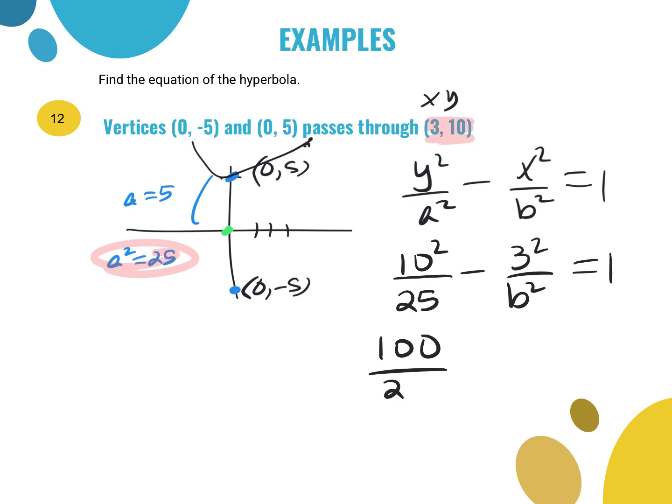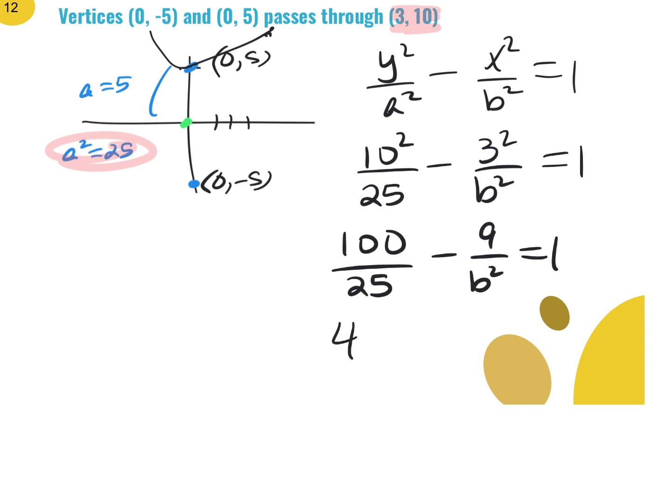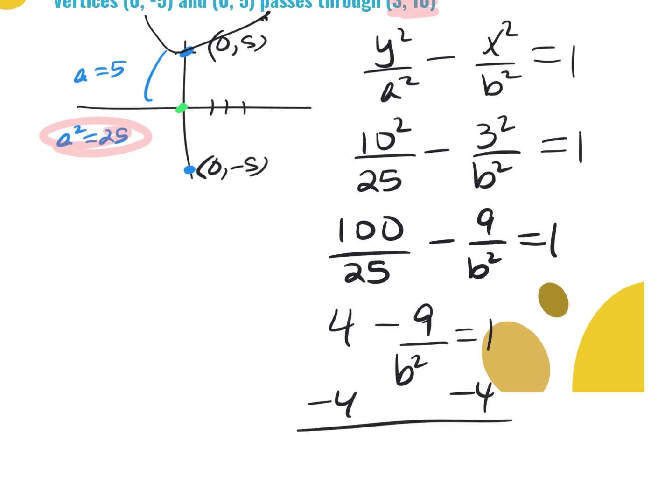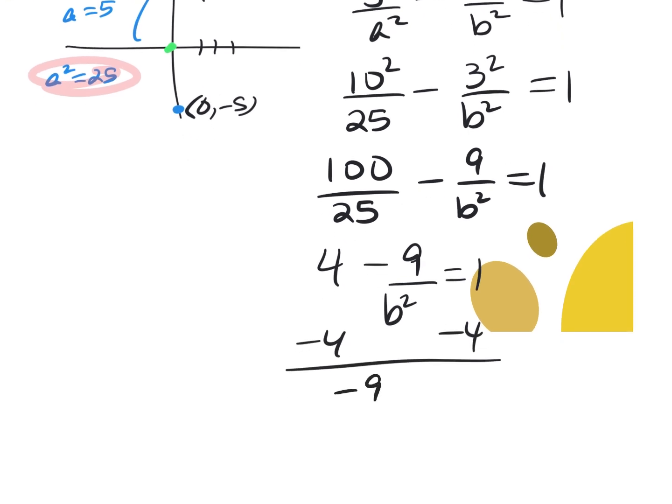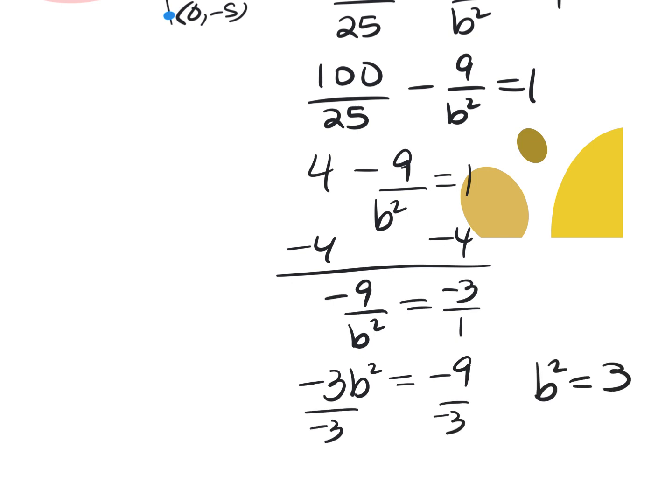I get 100 over 25, 9 over b squared. I could simplify 100 over 25, make it 4. So 4 minus 9 over b squared equals 1. Subtract the 4, and I get negative 9 over b squared equals negative 3. Again, I could turn this into a proportion, cross multiply. So negative 3b squared equals negative 9. Divide by negative 3, and b squared equals positive 3.